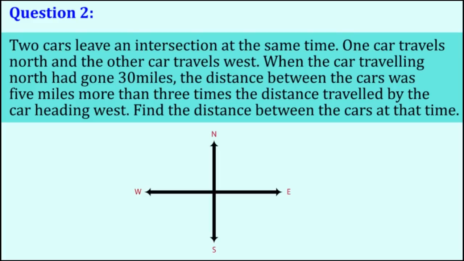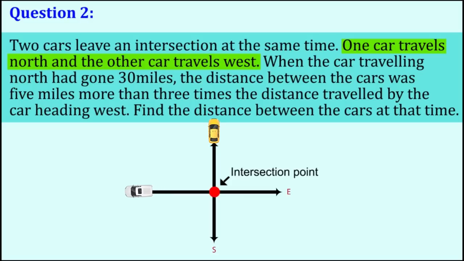Now, it's given that two cars leave an intersection at the same time. So here is an intersection point. Now from this point one car travels north and other car travels west. Here friends, be careful about the directions, especially when it is asked for east or west. East means the thing is moving in right direction and west means the thing is moving in left direction.